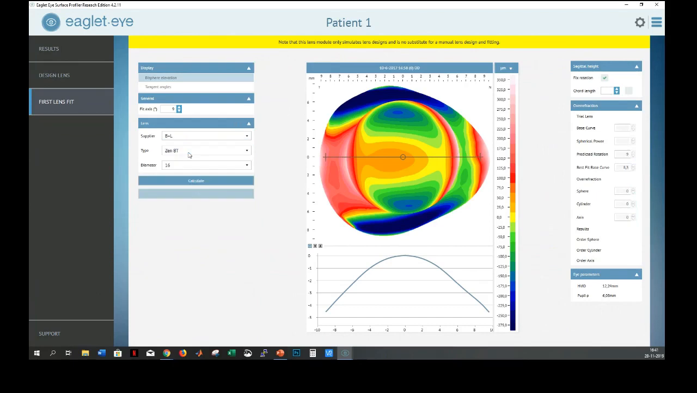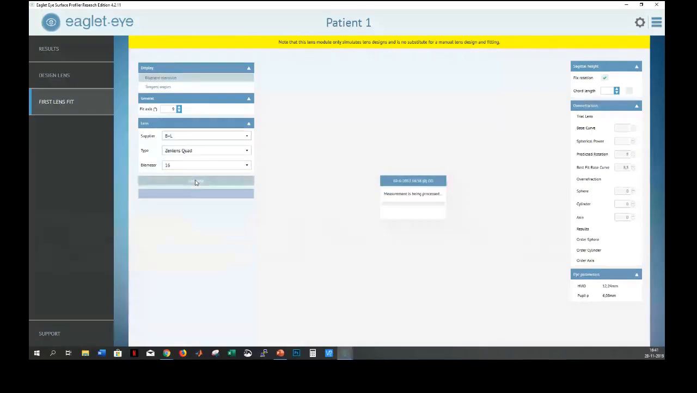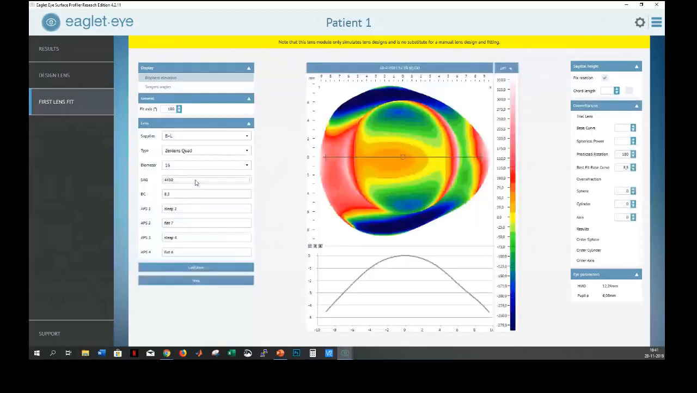I can show another example, for example, a Zenlens quad. So at this moment, it is pushing out the measurement data, the 500,000 measurement points. It requires a little calculation, and then it's sending back the information. So this is the information we got returned.